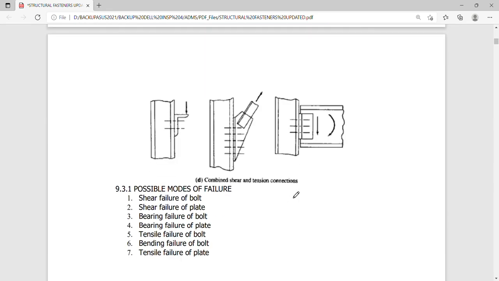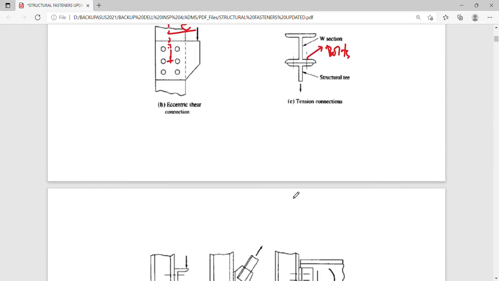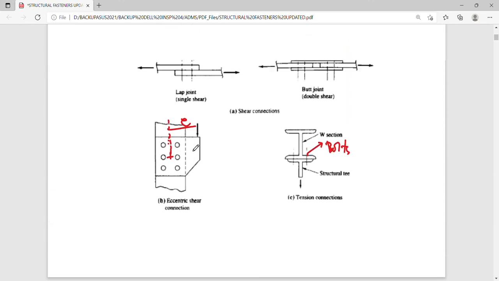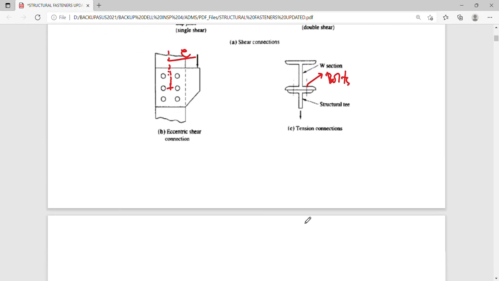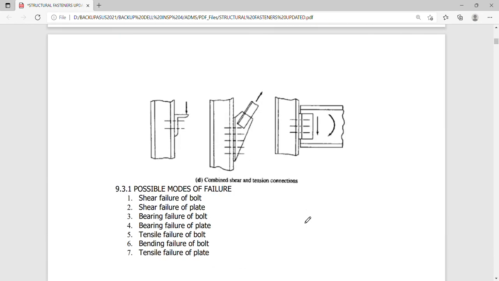We also have the combined shear and tension, wherein the eccentric shear and tension connections are mixed together to form a joint connection such as this one, and this one. This is normally a corbel, an angle bracket or a corbel connection.